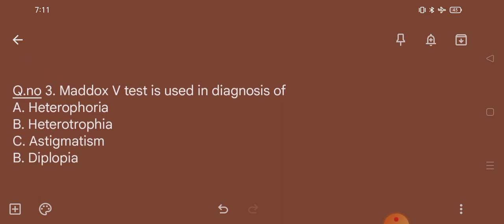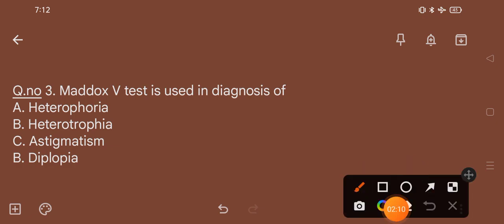Now question number third is: Maddox V test is used in diagnosis of option A, heterophoria; option B, heterotropia; option C, astigmatism; and option D, diplopia.